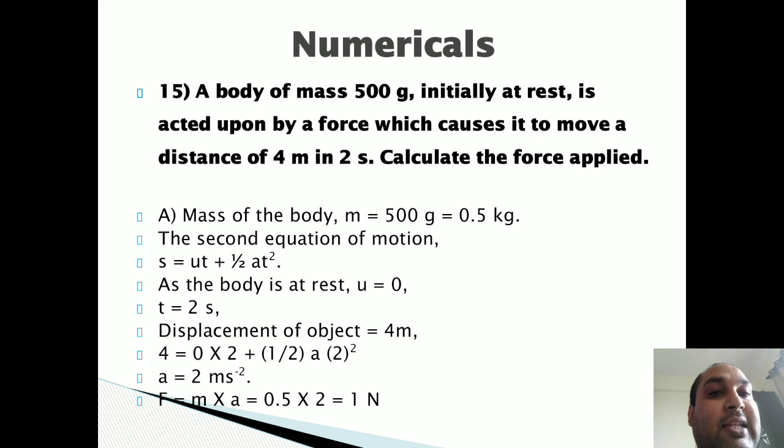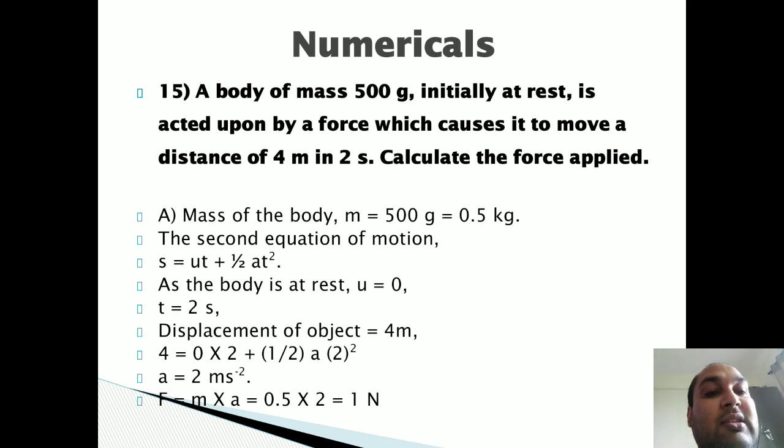So we will be using the second equation of motion, that is s is equal to ut plus half at square. The body is initially at rest, means u is equal to 0. So the equation will be only s is equal to half at square. Over here the distance traveled we already know. After applying the force, it travels a distance of 4 meter. So s is equal to 4. Try to understand, 4 is equal to 0 into 2 plus half a into 2 square. Over here acceleration we have to find out.